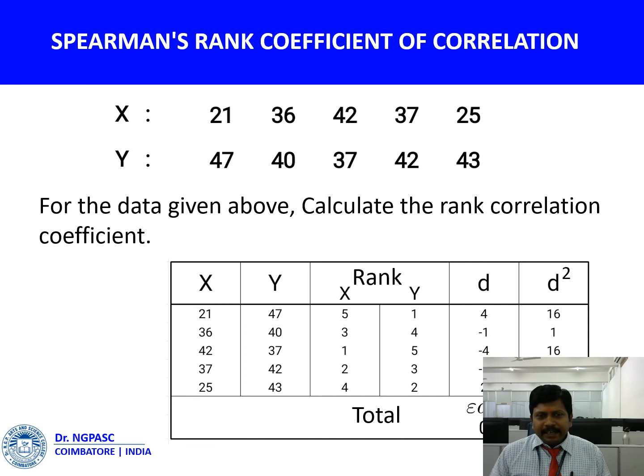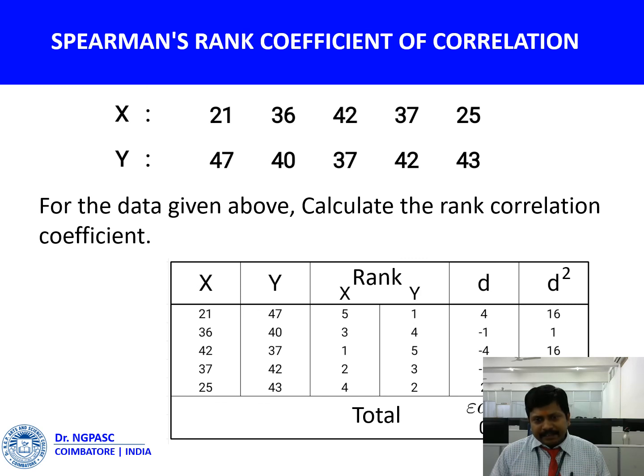Next, similarly, we use the same procedure as the second sum. In this sum, x and y values are given. We have to write x values as the first column, y values as the second column, and rank x and rank y. In this case, we have to allocate rank. How to allocate rank? In x values, the biggest value is 42, so allocate rank 1 for 42, and next to the biggest value is 37, so allocate rank 2.